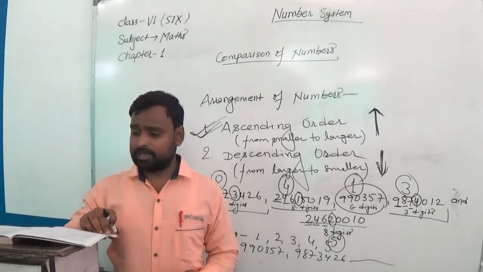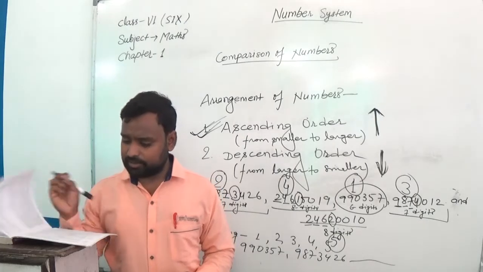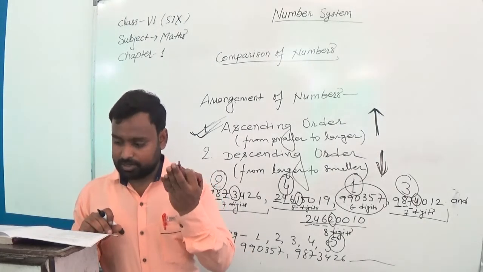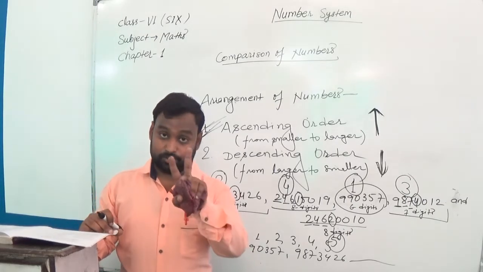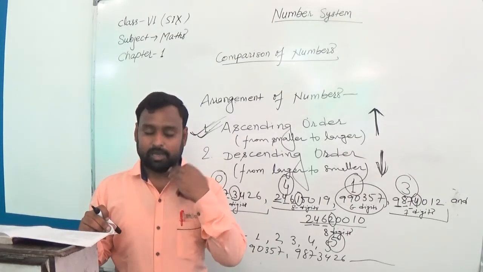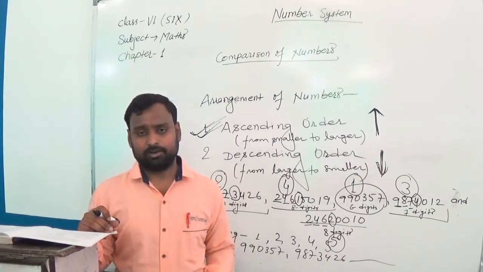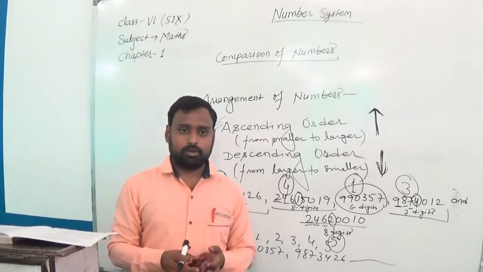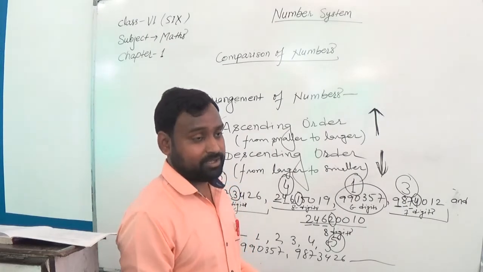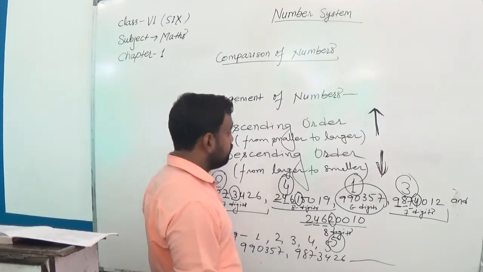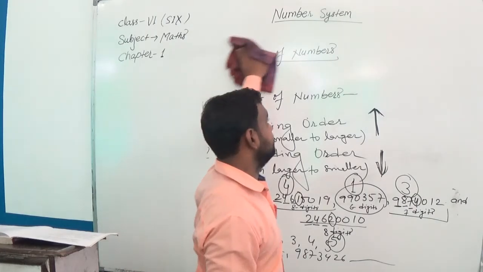Okay, in that exercise you will find what I have told you, like comparison, less than or greater than between two numbers, after that arrangement in ascending order and in descending order. You can do it very easily. So now further we move to the next word problems type of question in this exercise.